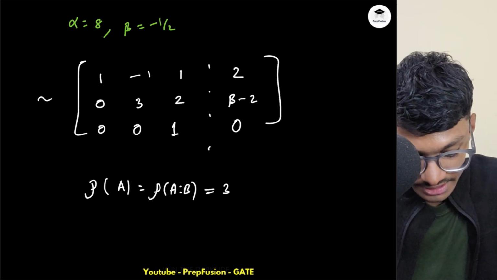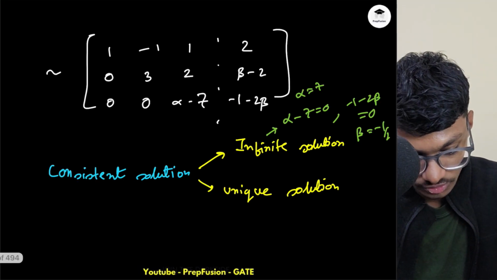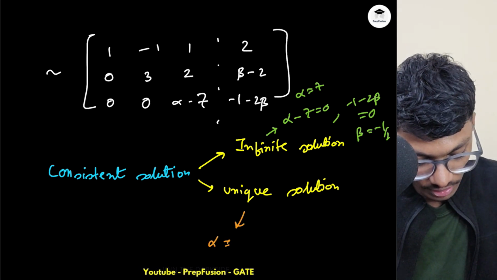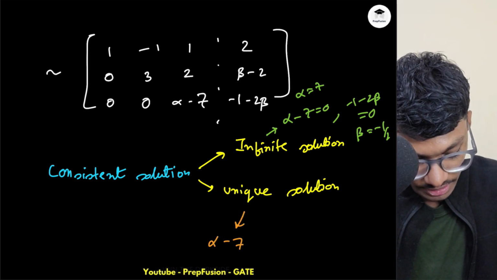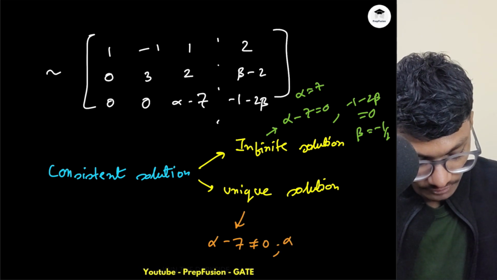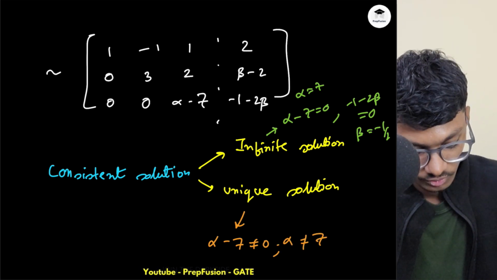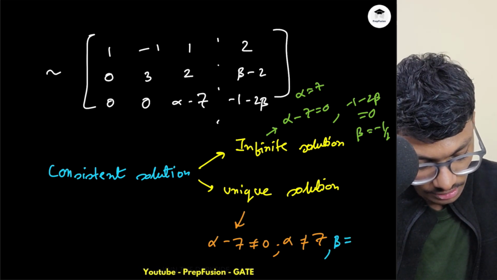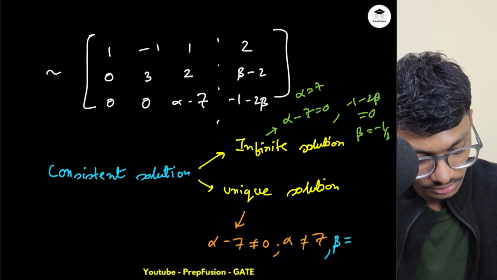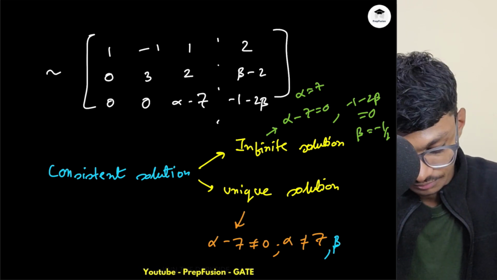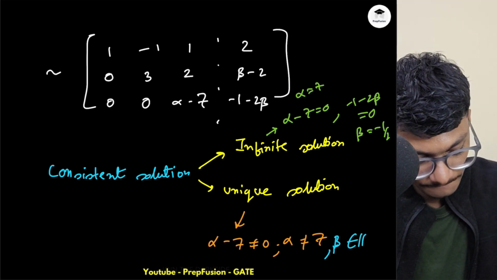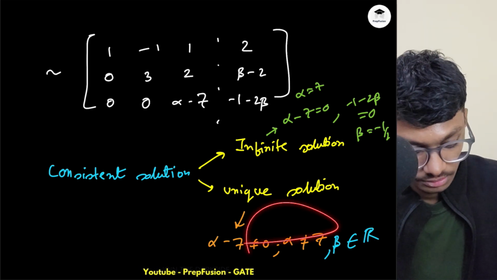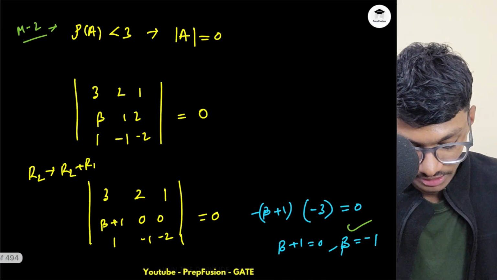Okay, so the only condition is in beta, sorry, is in alpha. So alpha minus 7 can't be equal to 0, that is, alpha can't be equal to 7. Beta can be anything. Beta can be anything, but alpha cannot be equal to 7 for a unique solution. So let's check out the options.